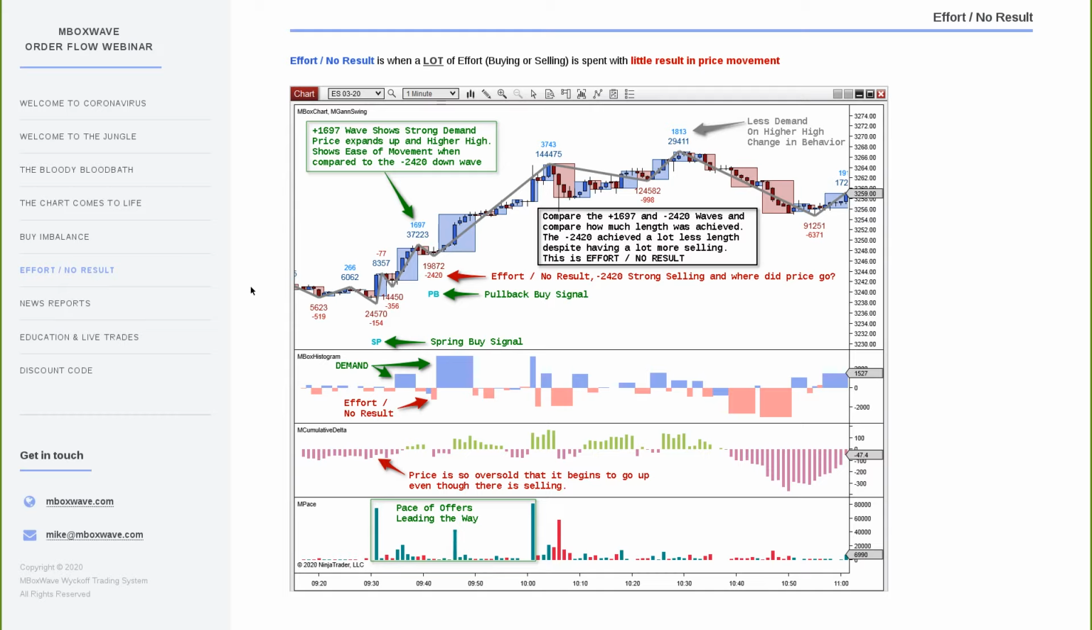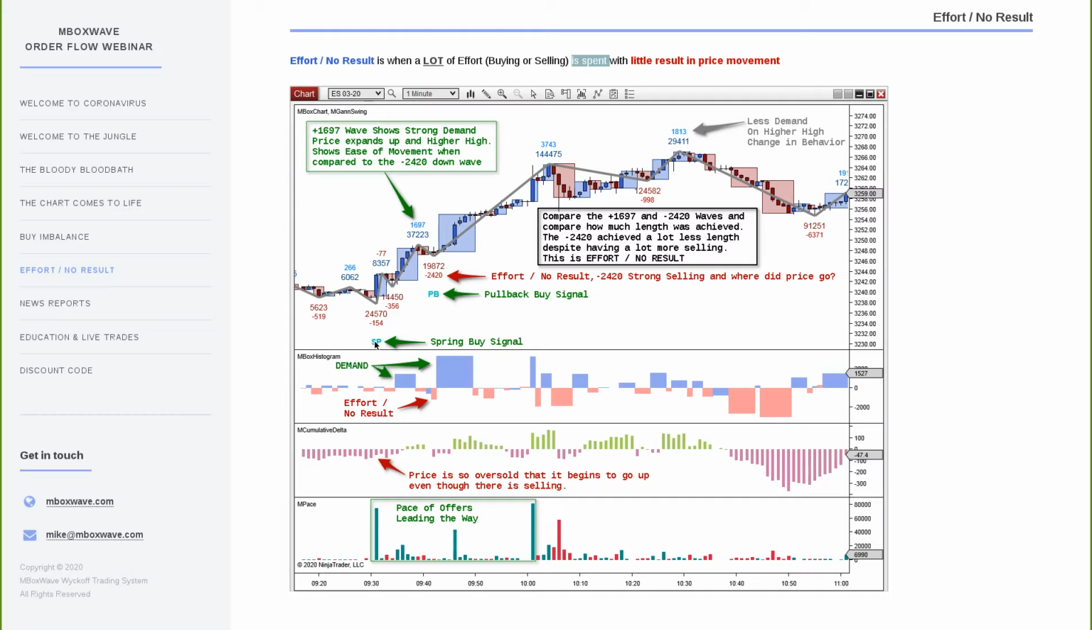Effort, no result. Okay, so effort no result is when there's a lot of effort, buying or selling. So a lot of effort is spent with little result in price movement. All right. So this was on the S&P 500 1-minute chart. We had a spring buy signal come in initially.